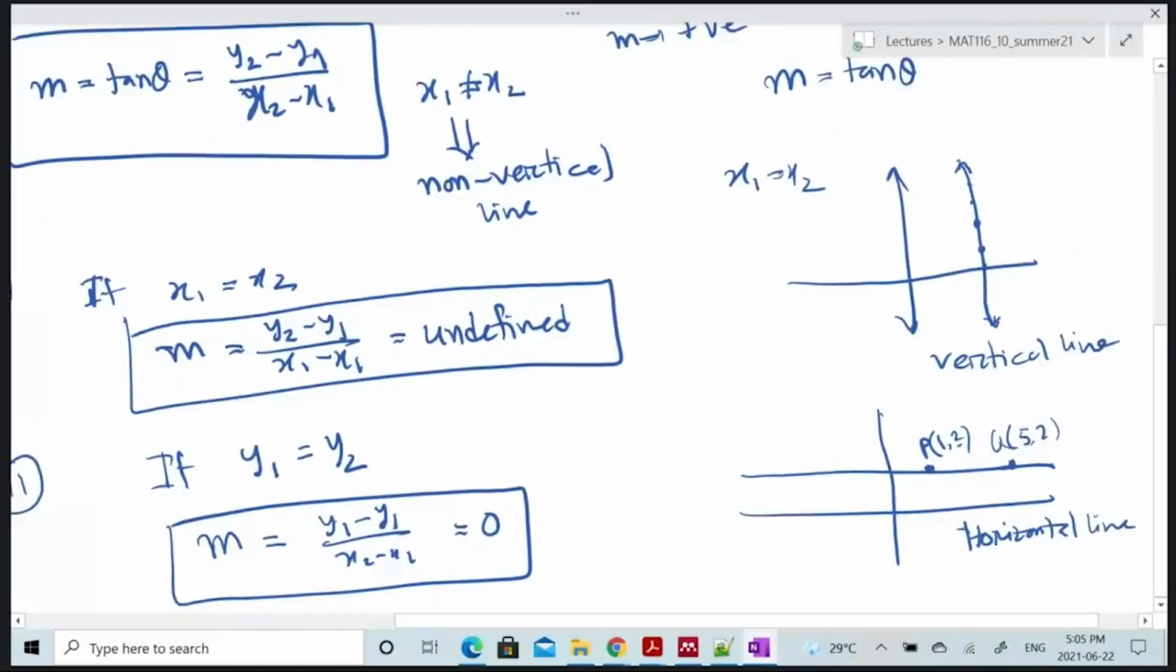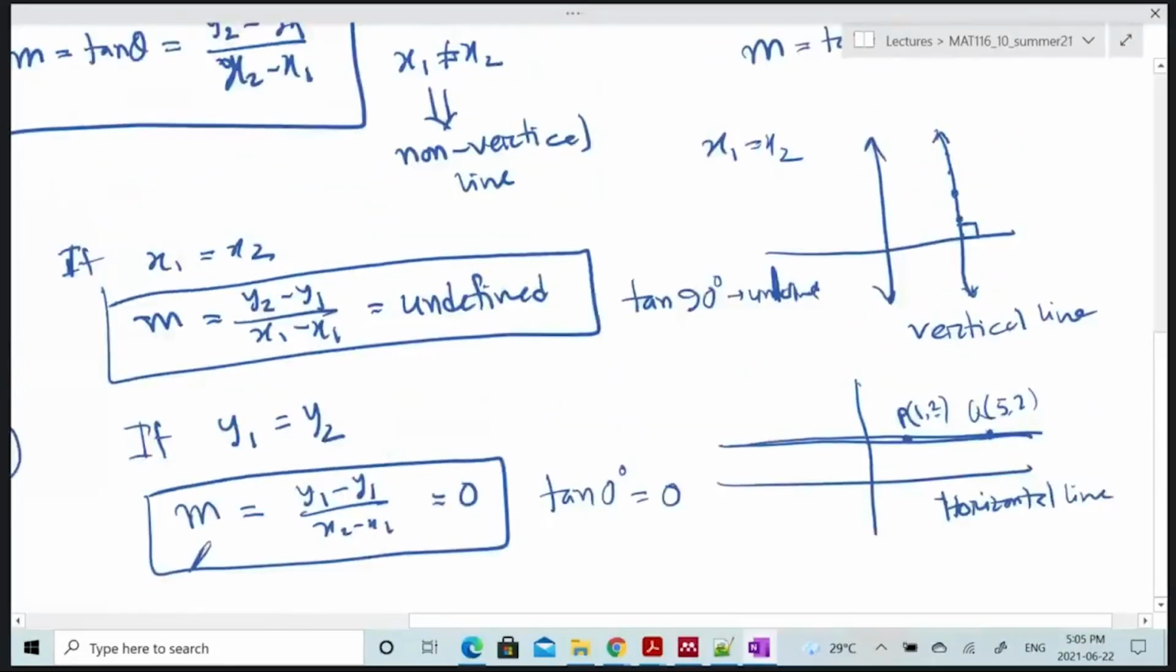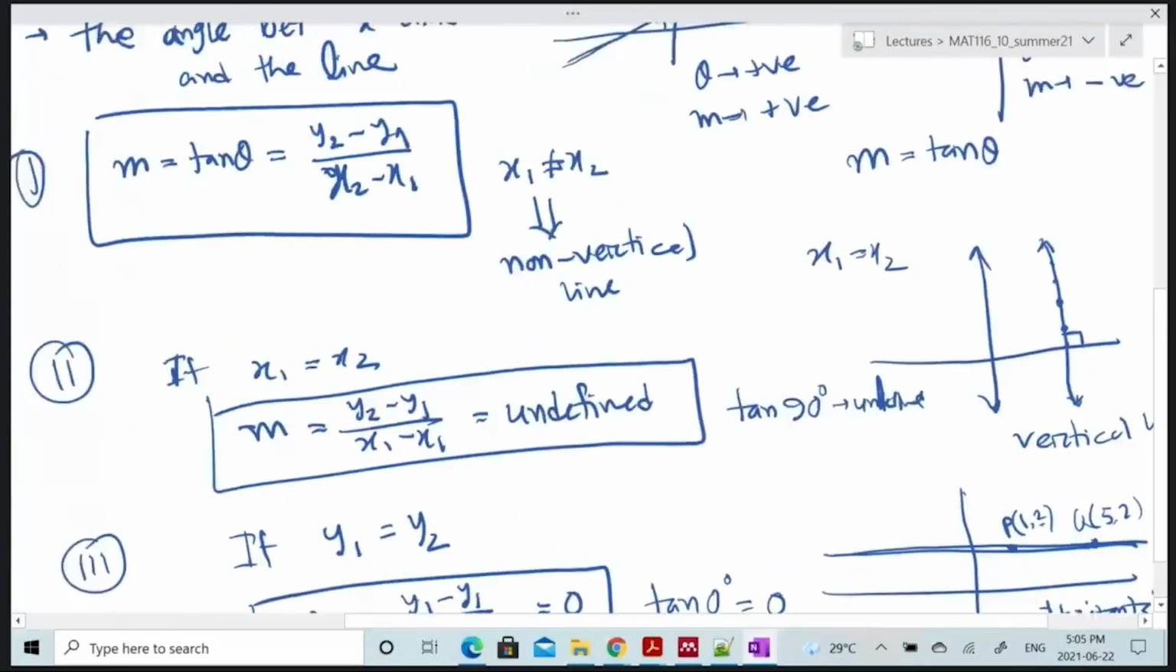So for a vertical line, can you see the angle? The angle is 90 degrees. And do you remember the value of tan 90 degrees? Undefined. And whenever we have a line parallel to the x-axis, the angle is 0 there. So what is the value of tan 0? 0. So can you see that m is 0 for a horizontal line, m is undefined for a vertical line. And this is the formula if we have a non-vertical line. So that's how we calculate m.